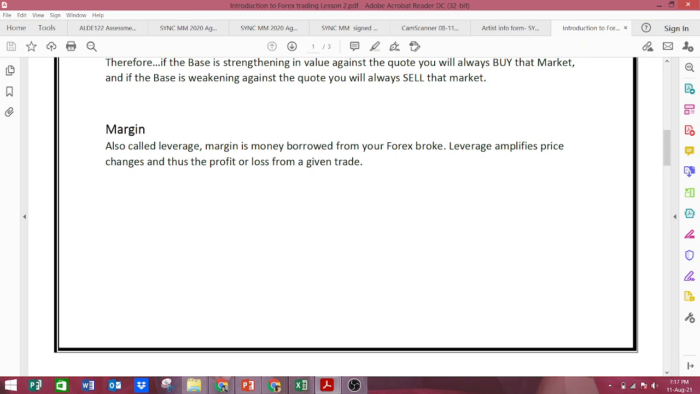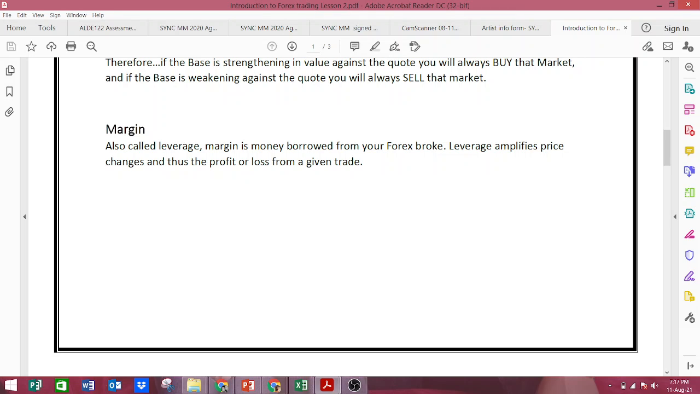So meaning that you are trading with money you don't have, of which there are advantages and disadvantages. The advantage is that you are able to open more trades, which means you have room to make more money in a short period of time.